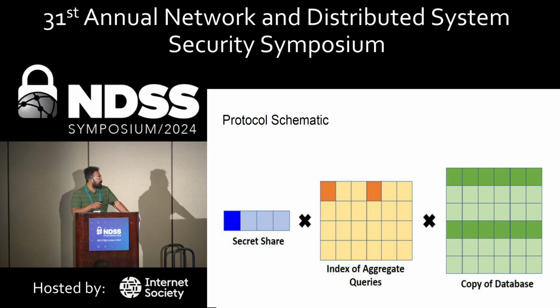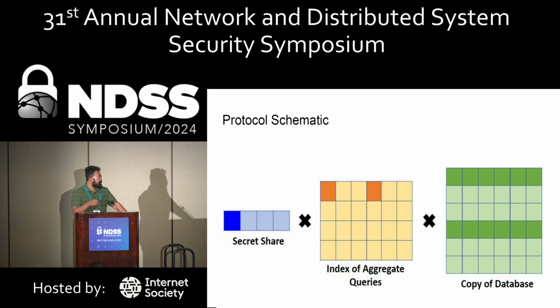In addition to hosting a copy of the database on every server, we now also host a copy of the index of aggregate queries, or the batched index of aggregate queries, depending on the setup for our production database. The secret share of the query vector is multiplied with the index of aggregate queries first. So this results in a multiplication of a 1x4 vector with a 4x6 matrix in this example, producing a 1x6 vector, which is then multiplied with the copy of the database matrix, which here is a 6x6 matrix, and that gives us a 1x6 vector.